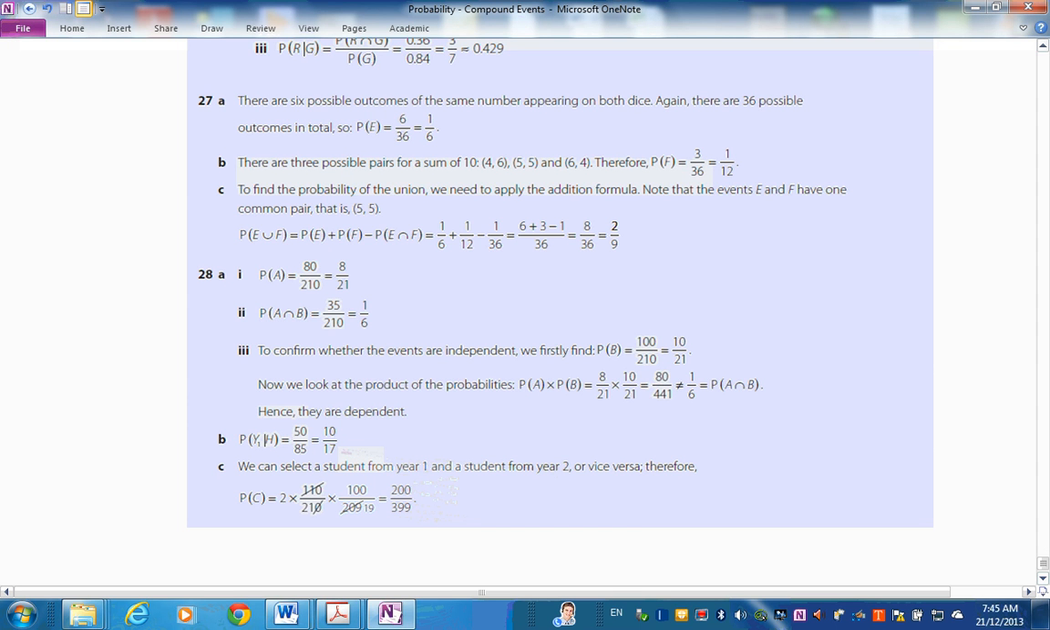Right, well, I hope you enjoyed that. That's a really good workout on probability, and that will prepare you well for any examination.